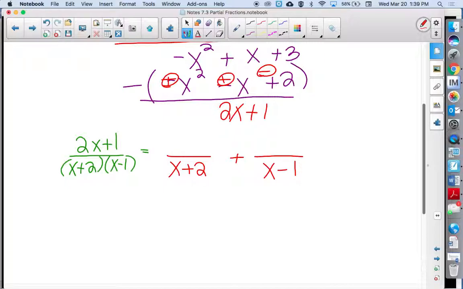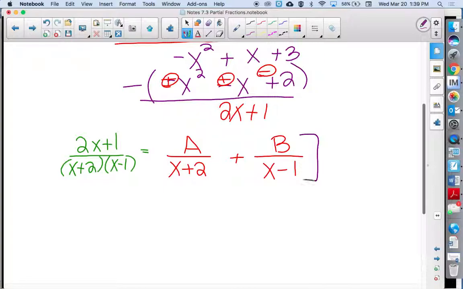Virginia, what goes on top of those denominators? What goes in the numerator? Yeah, just an A and a B, because these are linear. They're not quadratic. So I only have 2 variables, which means you should only have 2 equations, which is pretty easy to solve for, considering number 2 had 4 variables and 4 equations.